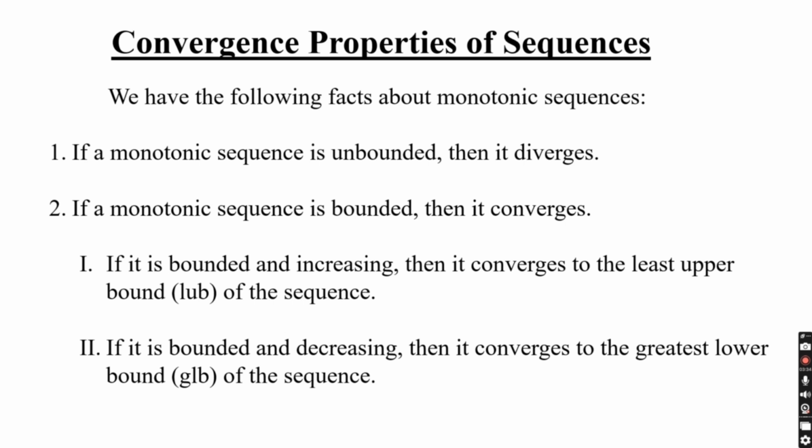This is all about divergent and convergent. We have a clear definition or explanation about convergence. There are 2 things in convergence. If it is bounded and increasing, it will converge to the least upper bound, and if bounded and decreasing, then the values converge to the greatest lower bound of the sequence.